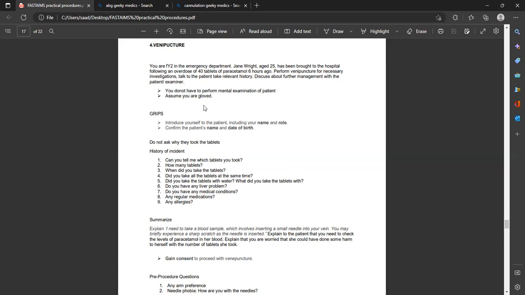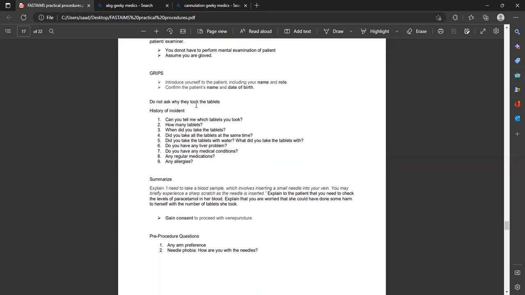Assume you are gloved. In all 5 scenarios, in practical procedures, you would be gloved, assumed. Now, you have spent a good 90 seconds outside the cubicle. Now you enter the room, introduce yourself, and make acquaintance with the patient.